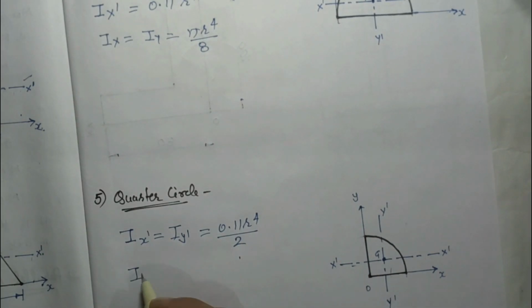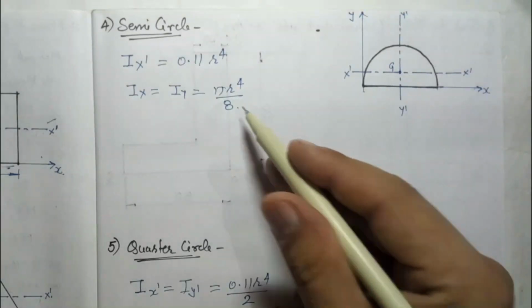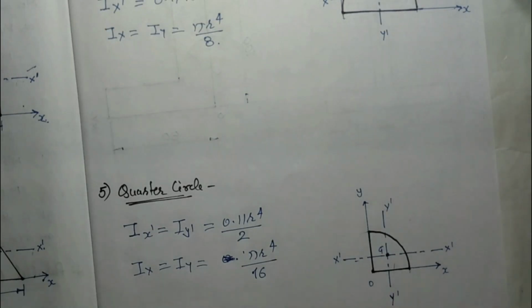Same for the x-axis and y-axis, which is not passing through the centroid. In that case, directly you can say, pi r power 4 divided by 16. Here it was 8, now it will be pi r power 4 by 16, just half of that. So remember these formulas. Now we will use these formulas in the diagrams.